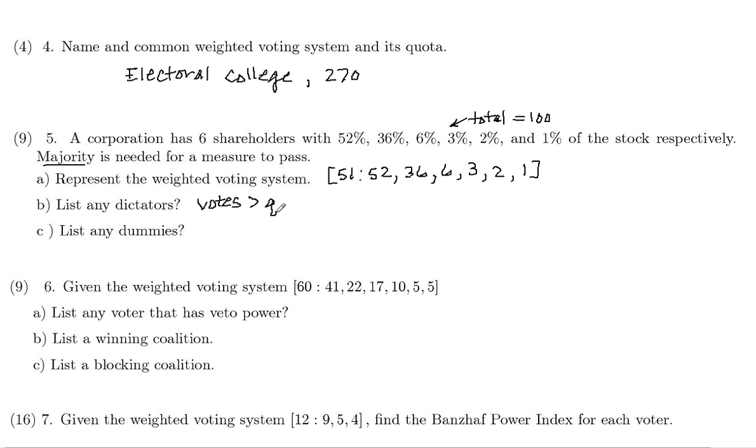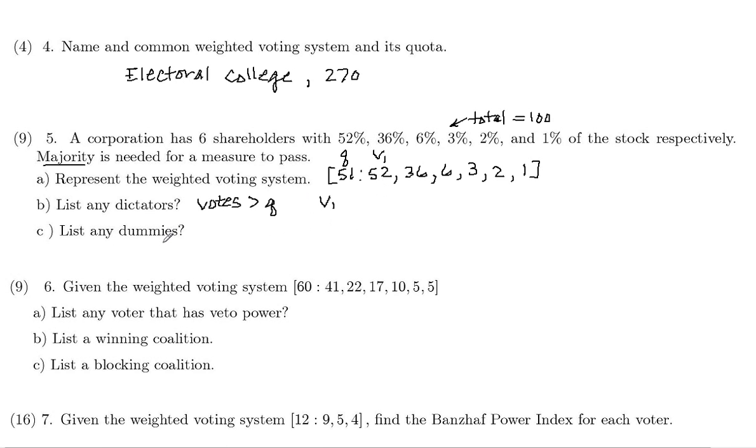Okay, votes are greater than the quota Q. Our quota is right here, 51. That's our quota. And voter 1 here has 52 votes, which is greater than the quota. So V1, voter 1, is a dictator. Whatever they vote, it passes, because they've got more than half the votes all by themselves.